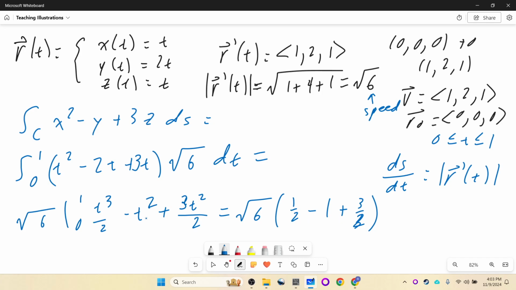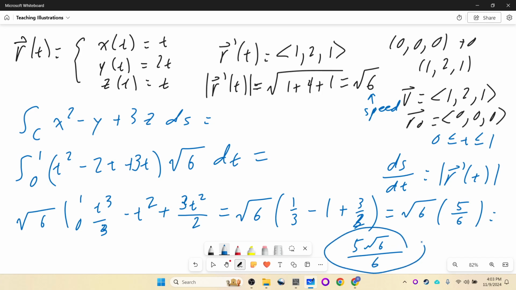Hang on, let me check my... Ugh. Oh, here's the mistake. It should be a 3. Hopefully, most of you caught that. So it's root 6. Let's see. 1/3 minus 1 plus 3/2. That's 1/3 minus 1/2, or plus 1/2 is 5 over 6. So there it is. 5 root 6 over 6. That's our answer.